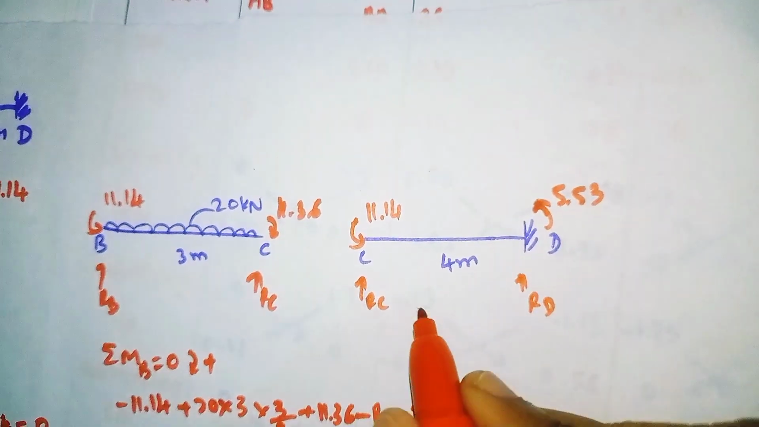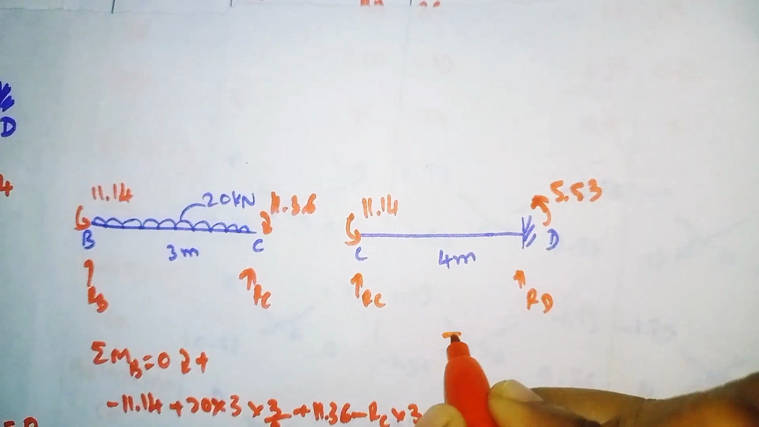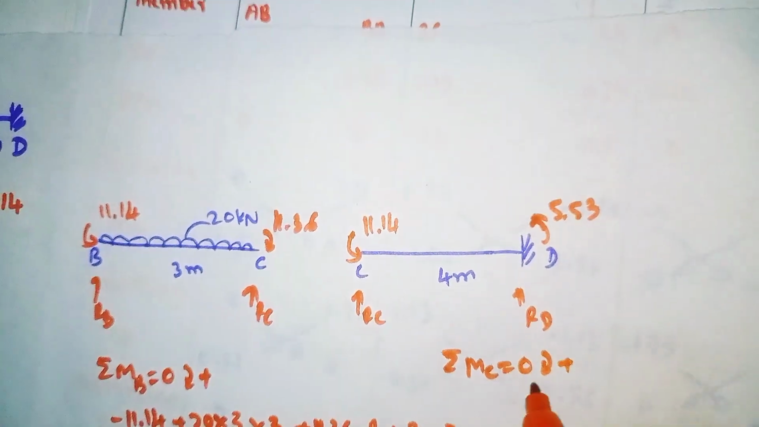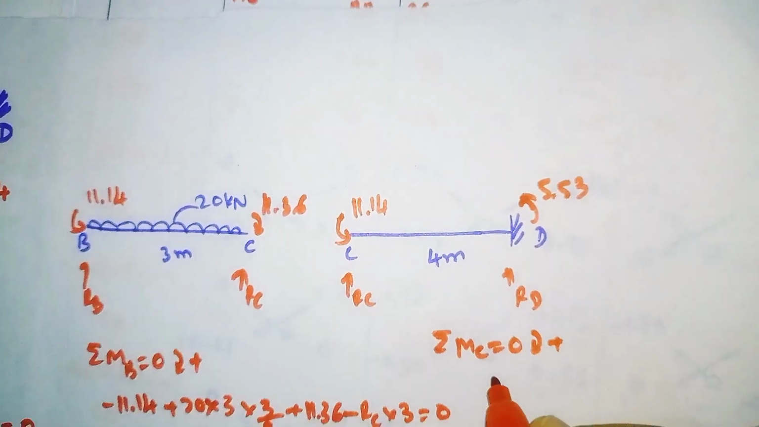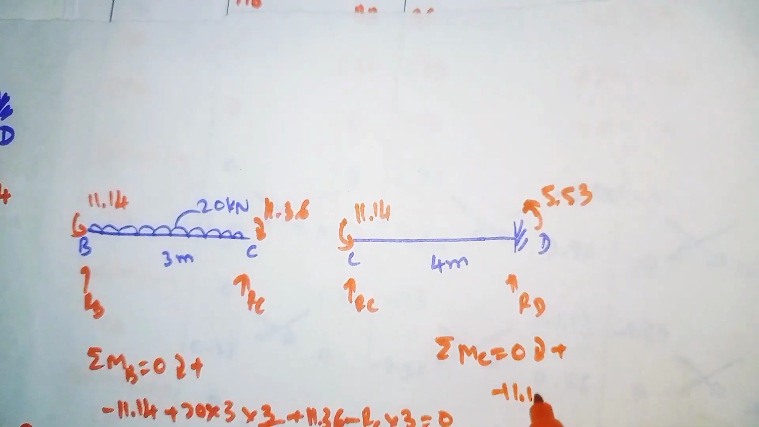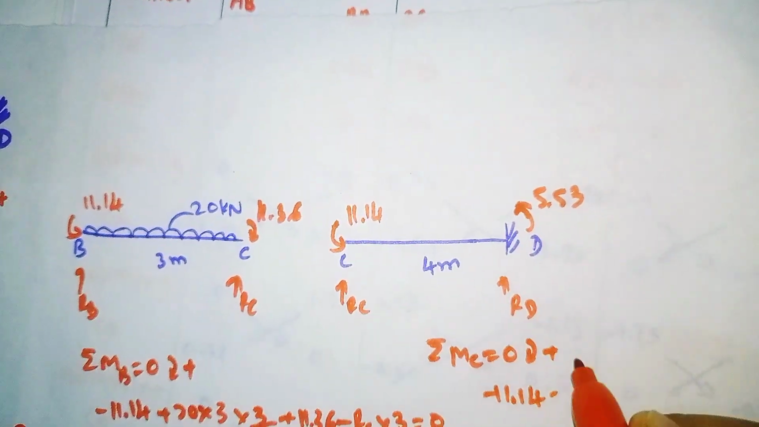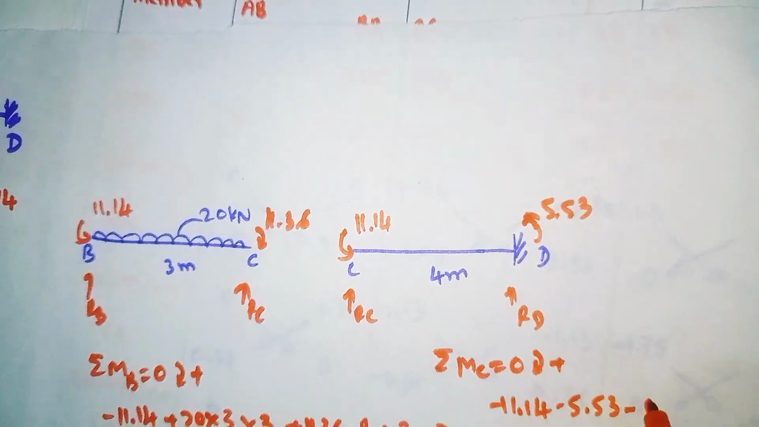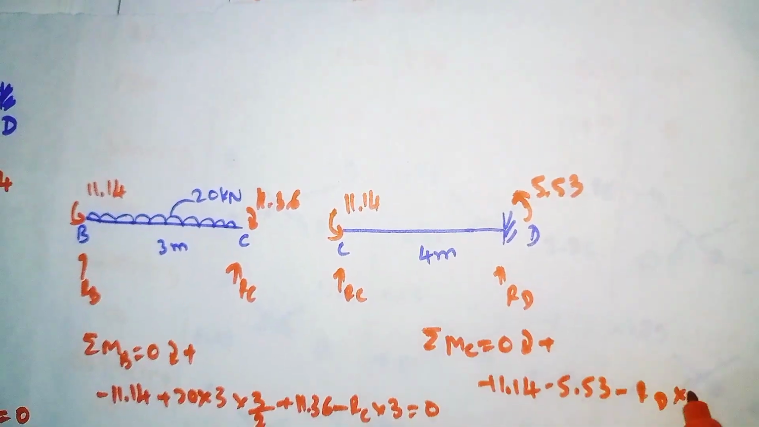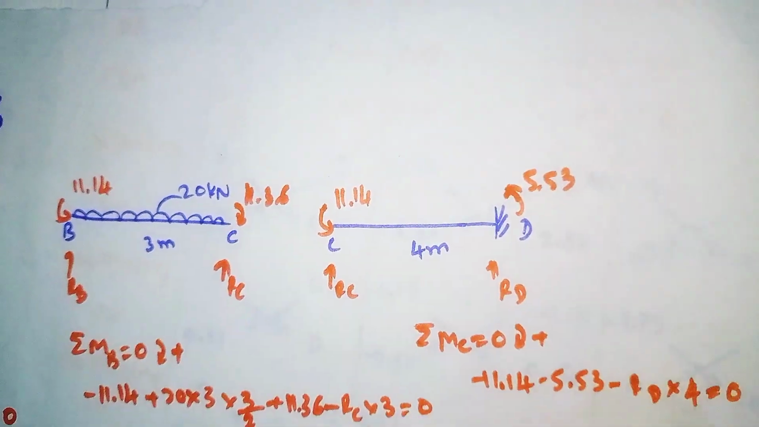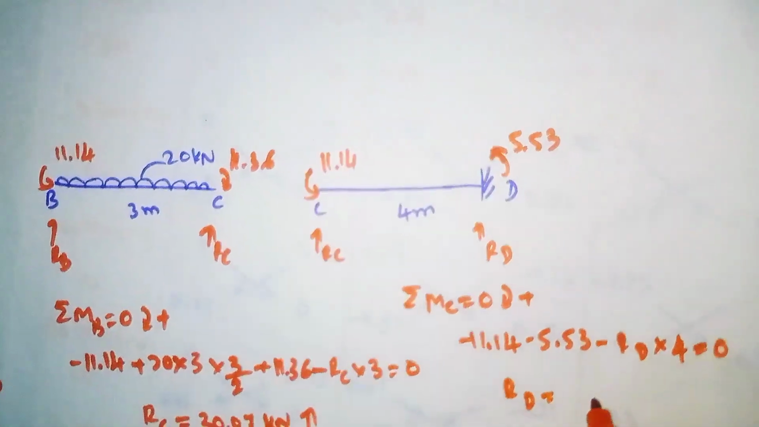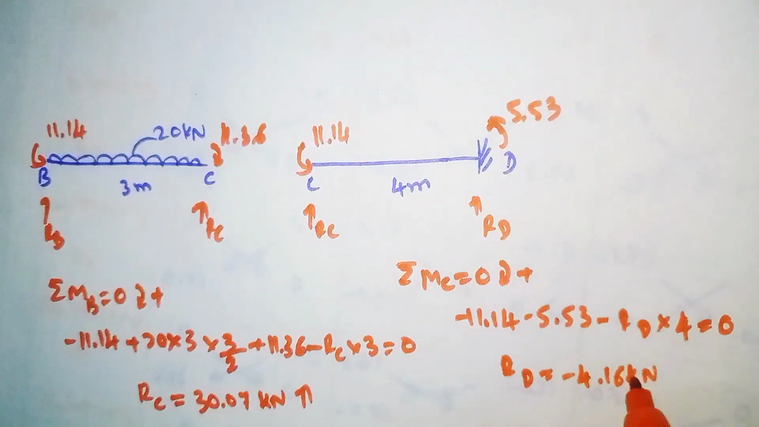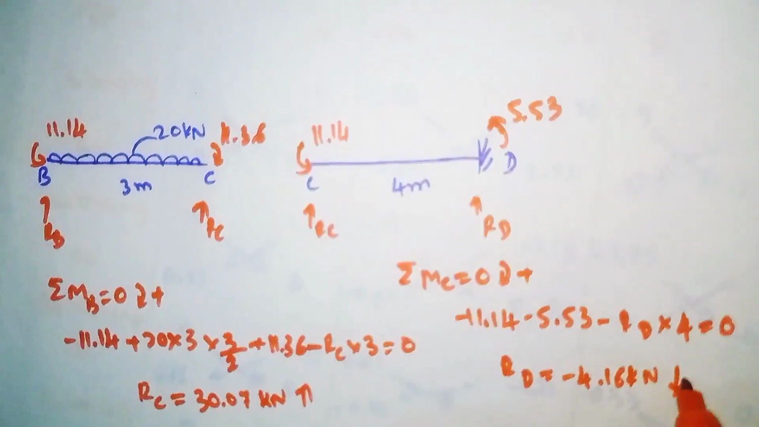To find out the reactions, we'll do summation of MC is equal to 0, clockwise positive. This is moving anti-clockwise, so minus 11.14, this is also anti-clockwise, so minus 5.53, minus, this is also anti-clockwise, RD into span 4, is equal to 0. If we solve, our RD value will come out as minus 4.16 kilonewton. The value is negative, it means it moves downward.